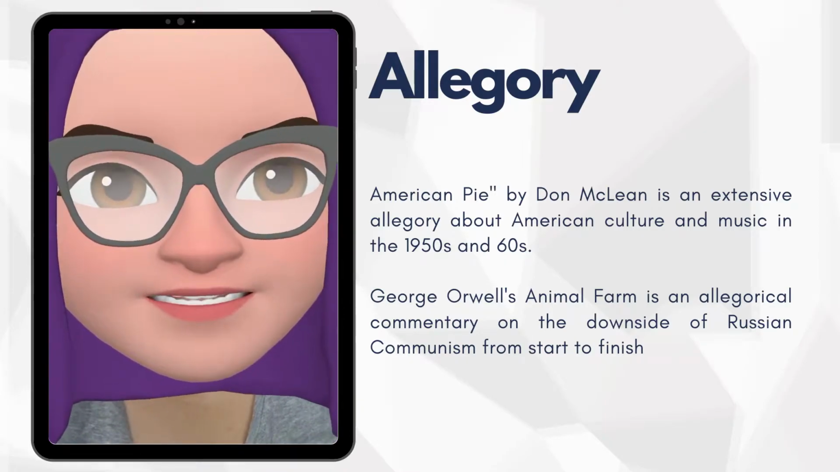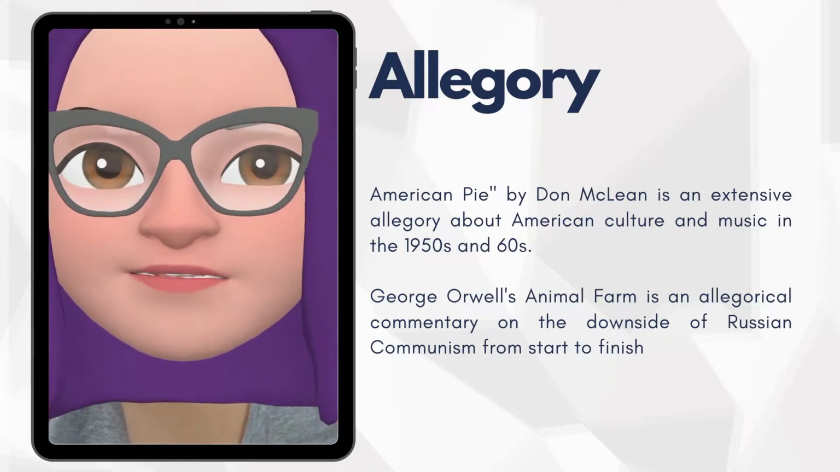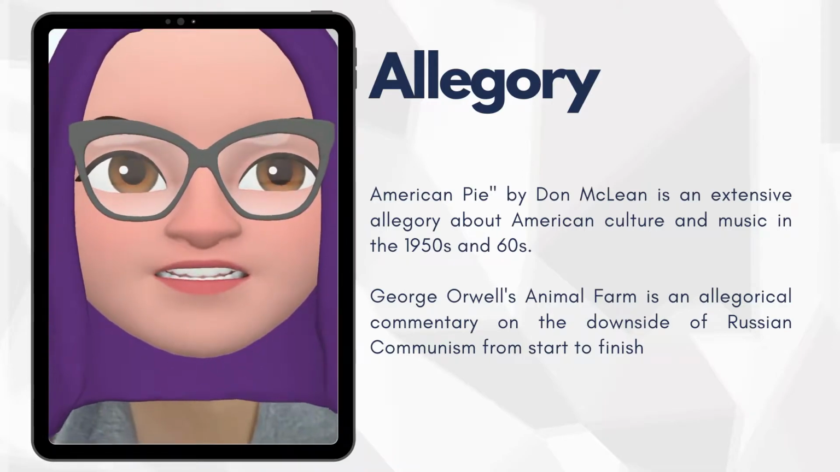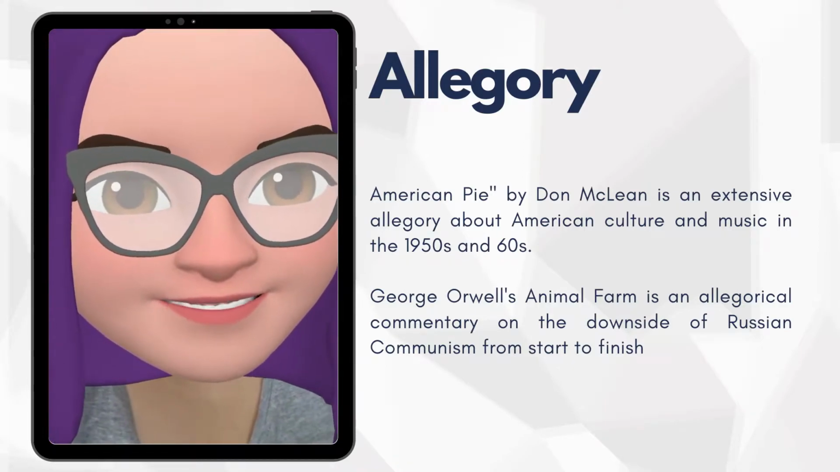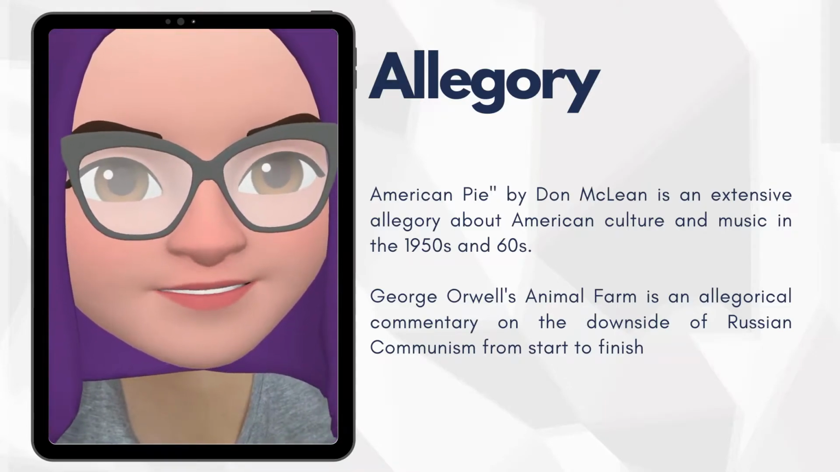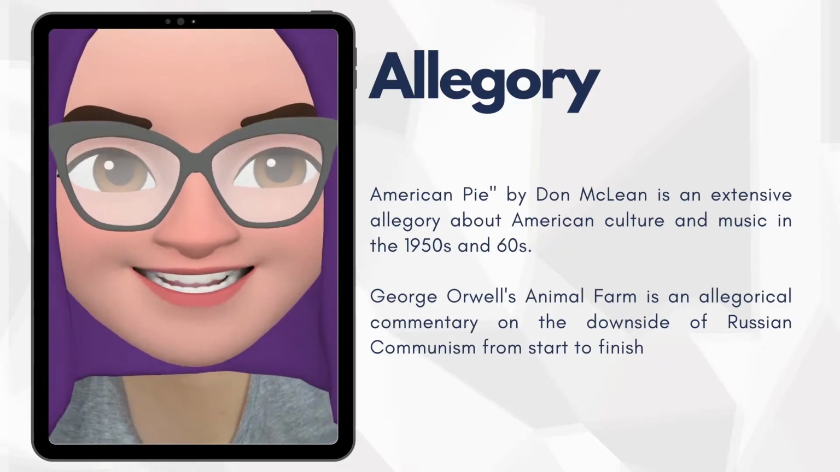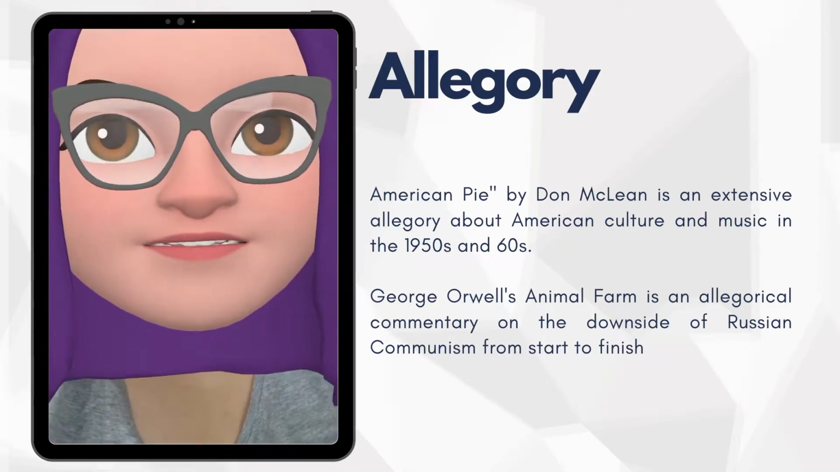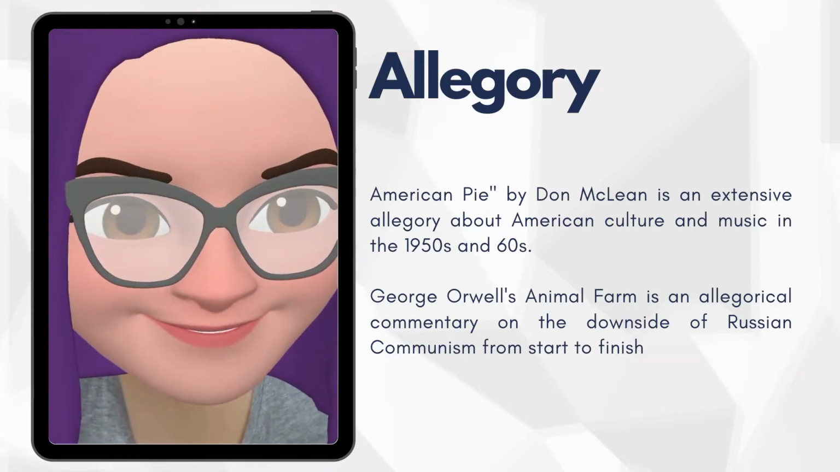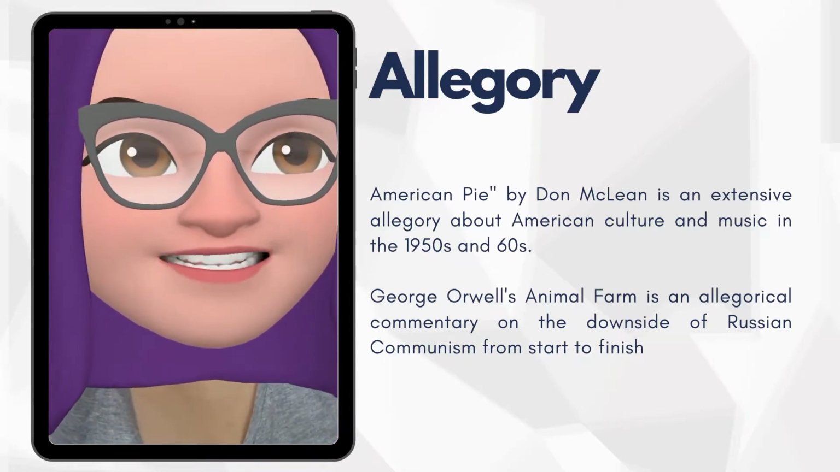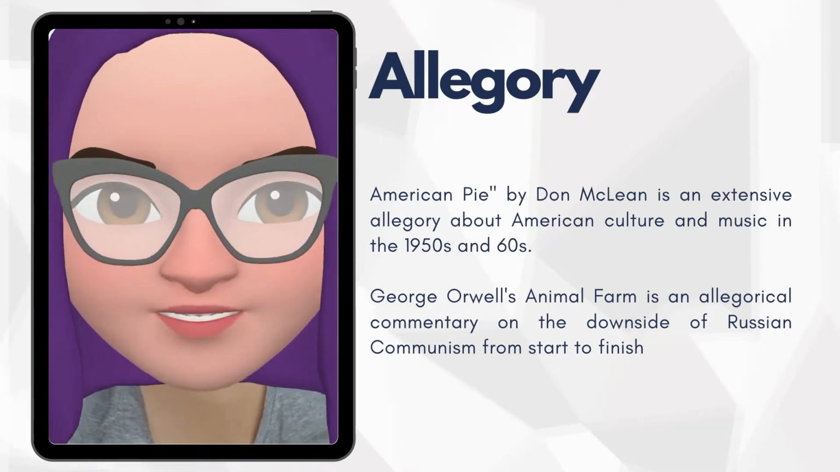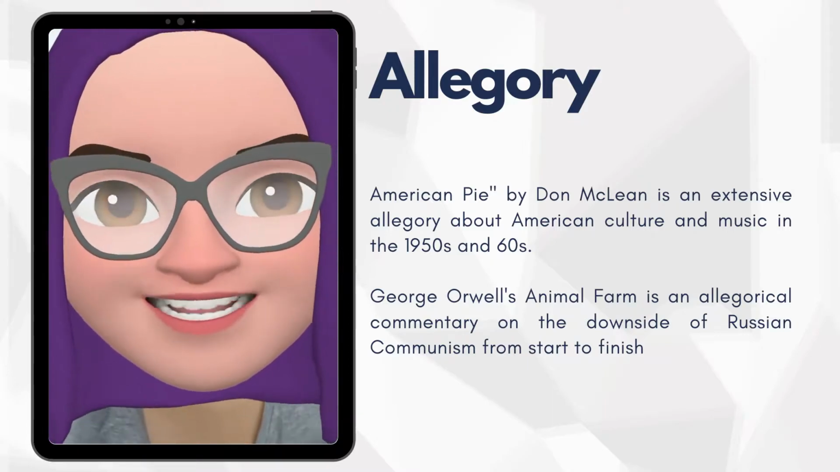Another allegory is George Orwell's Animal Farm, where he uses it as a way to offer commentary on the downside of Russian communism from start to finish. Now, if you remember our wordplay techniques, you will notice that George Orwell has used a form of personification to create his allegory, and he uses a particular kind of personification called anthropomorphism, which means the attribution of human characteristics or behavior to a god or an animal or an object in particular.